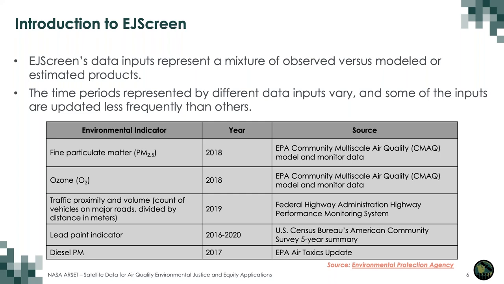The graphical user interface of EJScreen provides a number of capabilities, including color-coded mapping, the ability to generate an EJ-related report for a selected area, as well as comparisons showing how a selected area of interest and its environmental exposures and demographics compare to the state or to the U.S. as a whole.